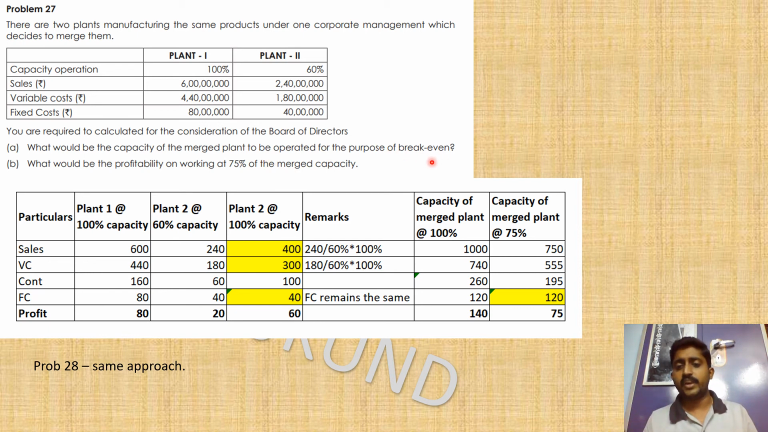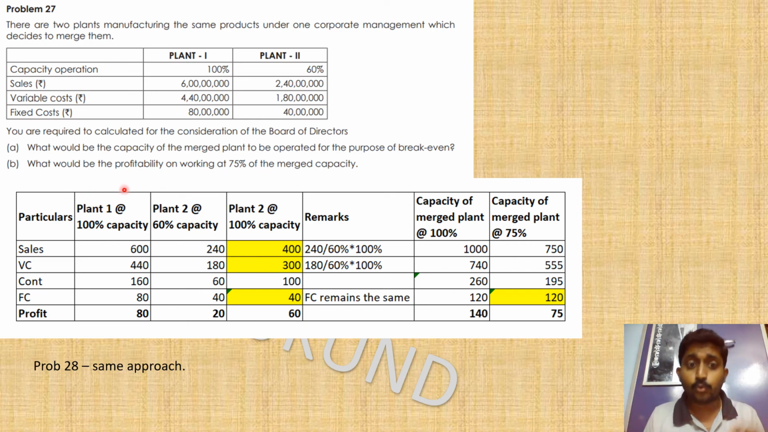It is very easy to find the break-even point. So for finding the break-even point, what is the formula? Fixed cost divided by PV ratio. Fixed cost of the merged entity is 120 lakhs divided by PV ratio. What is the formula to find the PV ratio? PV ratio is contribution divided by sales. So 260 lakhs divided by 1000 lakhs is going to be 26%. So 26% is the PV ratio. So fixed cost is 120. So 120 lakhs divided by 26% PV ratio, you can find the break even point and you can place that for the board of directors decision making.